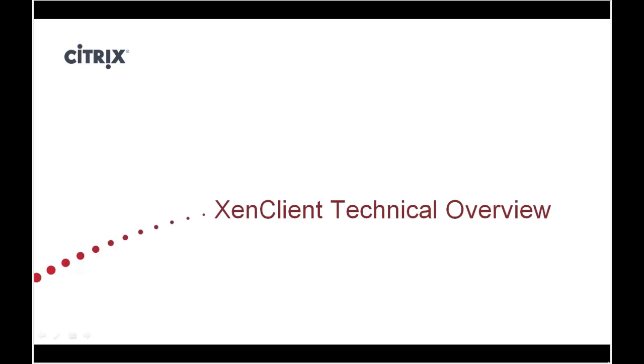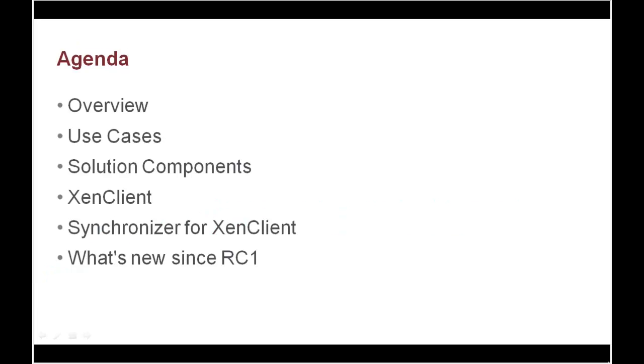All right, I appreciate it. Great. So today I want to do a quick overview, talk about the use cases that we're attacking with XenClient early on, and then talk through the different components: XenClient, the Synchronizer, this thing called the Receiver. Then we'll drill down into those components and get into the technical details. And at the end, I want to update you on what's new since our RC1 release that we did in May at our Synergy show. We've got some new exciting capabilities that I want to highlight for you.